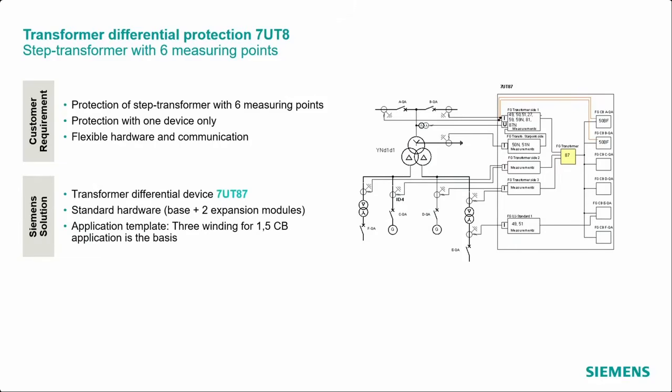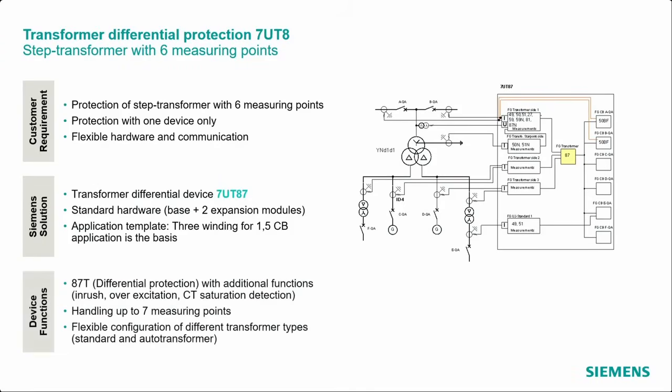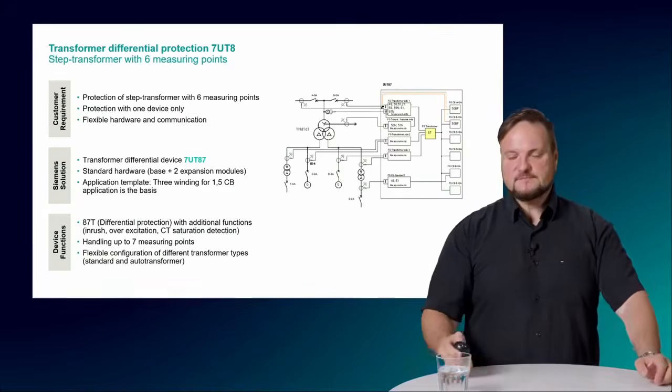So here, for example, for that application you can start with the 3-winding application for 1.5 breaker scheme, and you can extend this to handle all the 7 measuring points here in the device. That means on the upstream side you can have additional functions. You can also have additional differential protection. For example, here on the upstream side you have 2 auxiliary transformers. If these transformers are not too small, you can also use a differential protection for that as you want.